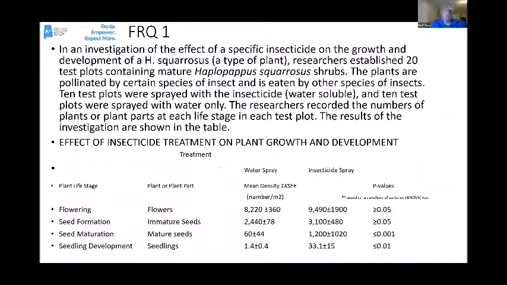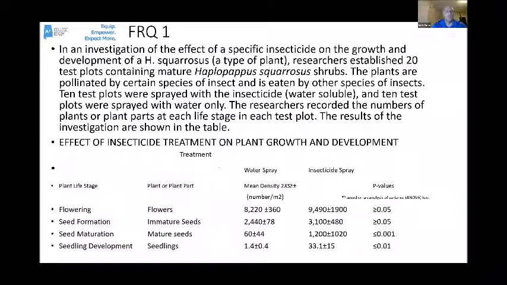All right, so one thing on these free response questions, make sure that you read very carefully. So we're looking at a type of plant, H. squarosus, and we want to know essentially how an insecticide affects the plant. So there's some insects that eat the plants, and it tells you that in the problem. There's other insects that pollinate the plants. So we don't know which one this insecticide is going to affect necessarily.